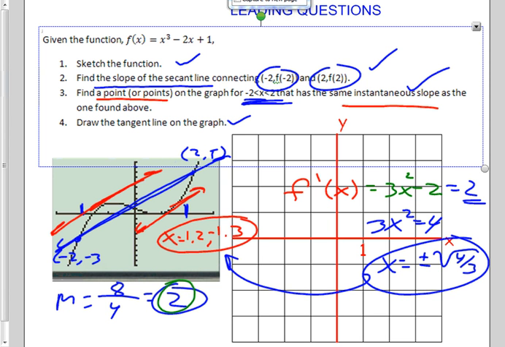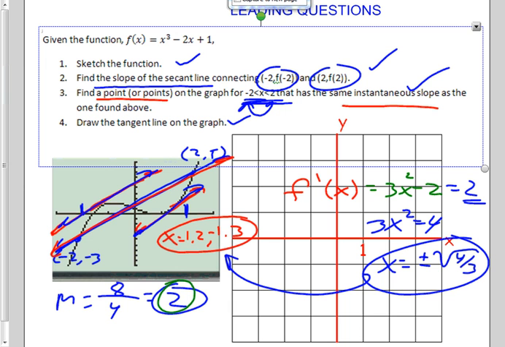So what we showed is that there exist at least one, and in this case 2, points in between -2 and 2 that had the same instantaneous rate of change as the average rate of change on that interval. So there existed in between -2 and 2 at least one x value that had the same instantaneous rate of change as the average rate of change on that interval.